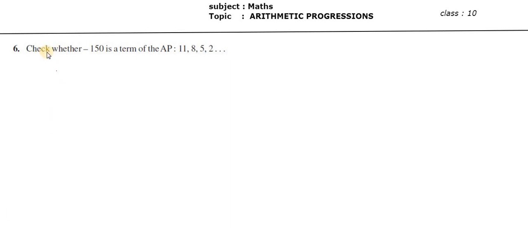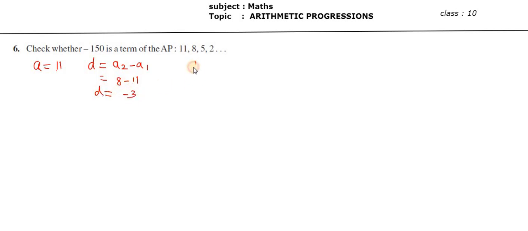Okay, now here they gave: check whether minus 150 is a term of the AP 11, 8, 5, 2. We need to check whether minus 150 belongs to this AP or not. So A is equal to 11 and D is equal to A2 minus A1, so you can take 8 minus 11, which is nothing but minus 3.